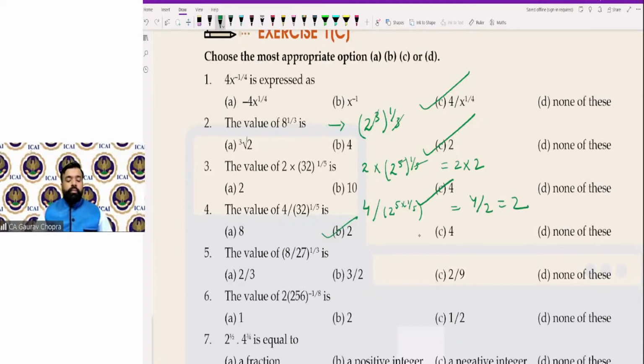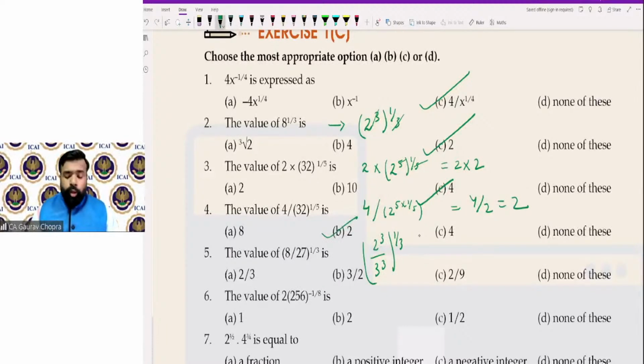Then comes question number 5. 8 upon 27 whole to the power of 1 by 3. What is the correct answer? 8 can be written as 2 cube. 27 can be written as 3 cube and whole to the power of 1 by 3.